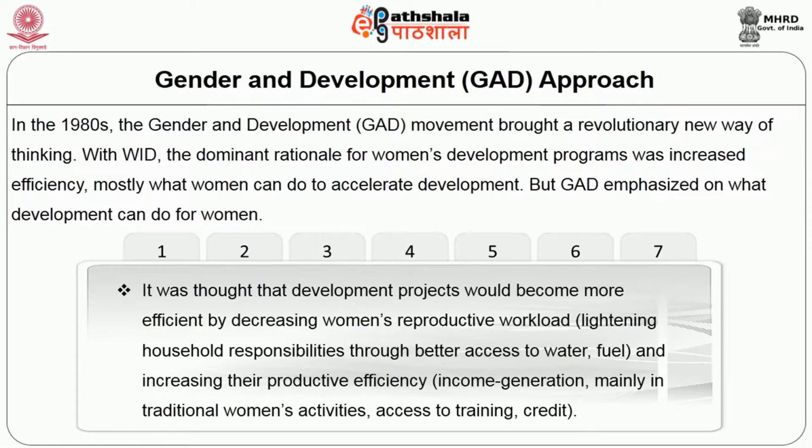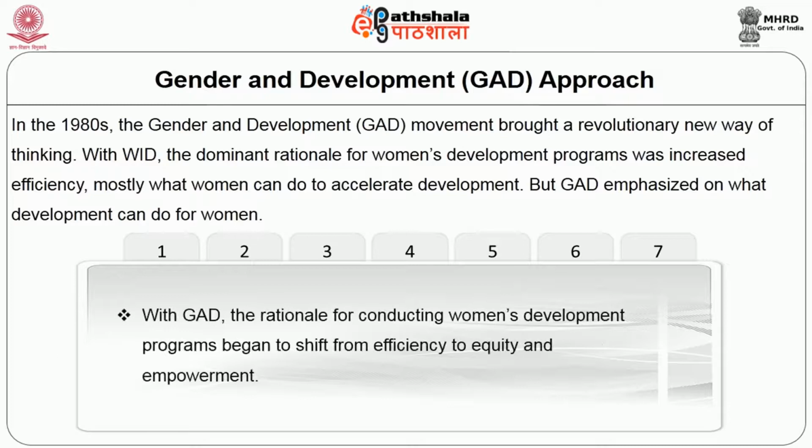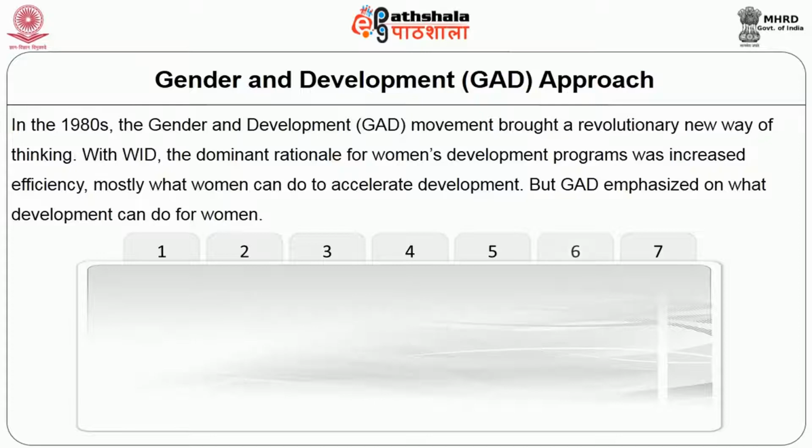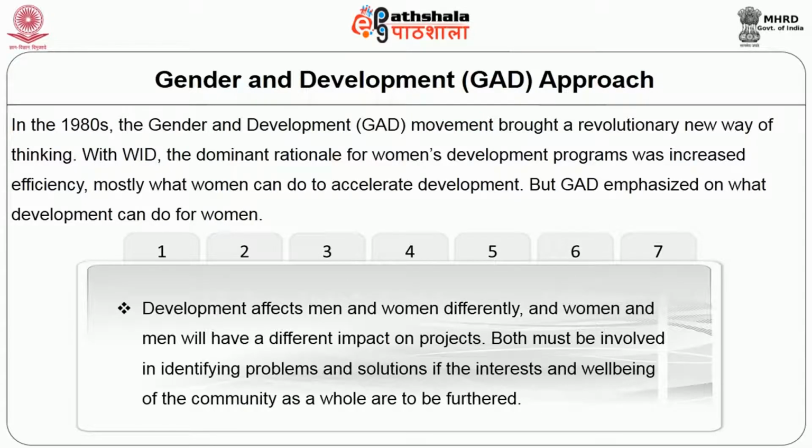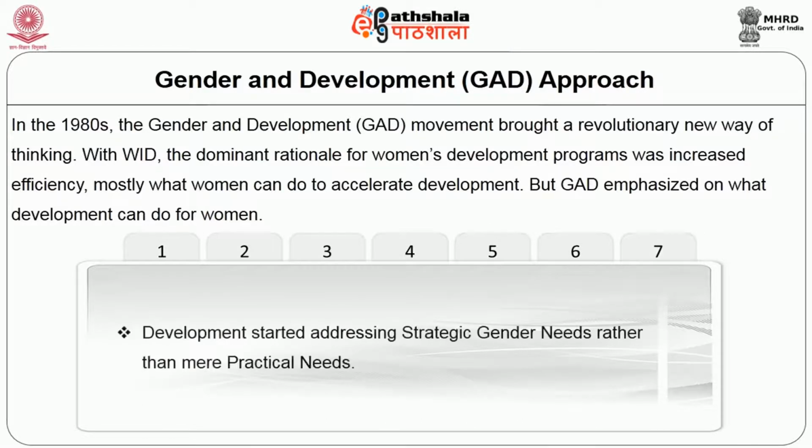It was thought that development projects would become more efficient by decreasing women's reproductive workload, lightening household responsibilities through better access to water and fuel, and increasing productive efficiency and income generation, mainly in traditional women's activities, with access to training and credit. With GAD, the rationale for conducting women's development programs began to shift from efficiency to equity and empowerment. Development affects men and women differently, and men and women will have different impacts on projects. Both must be involved in identifying problems and solutions if the interest and well-being of the community as a whole are to be furthered. Development started addressing strategic gender needs rather than mere practical gender needs.